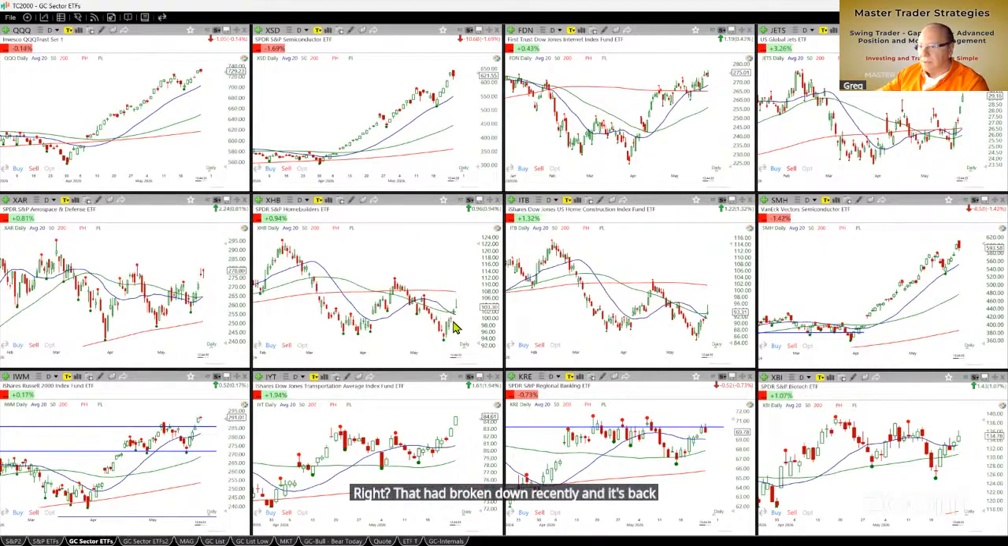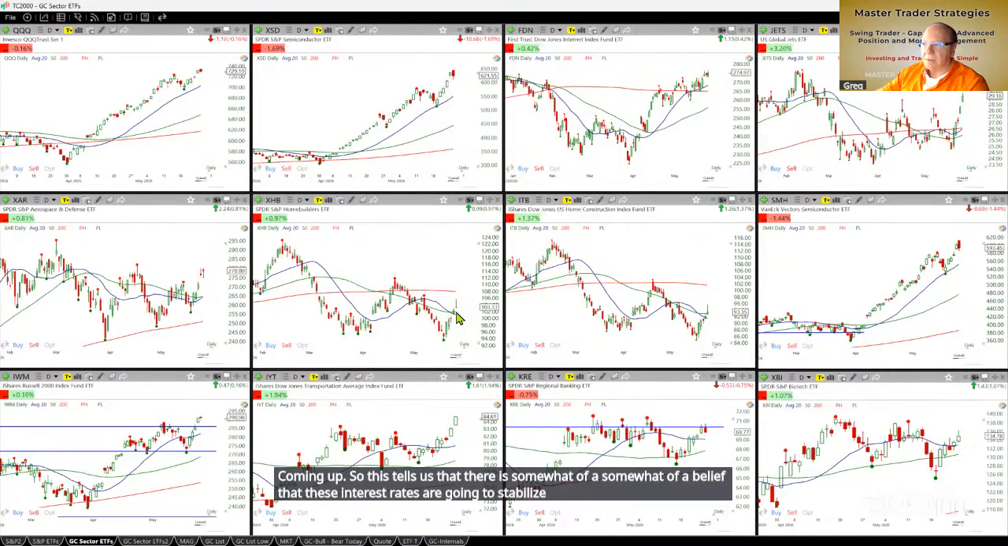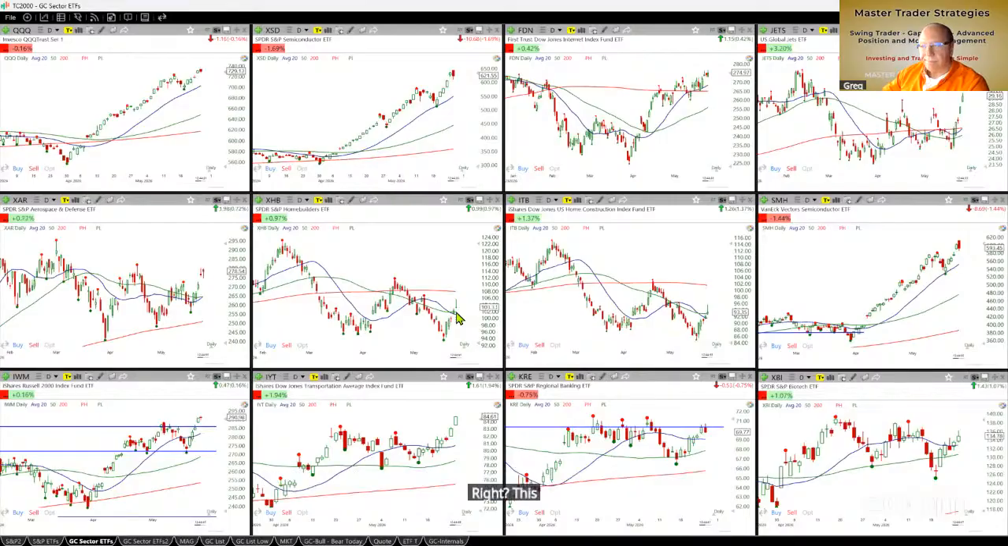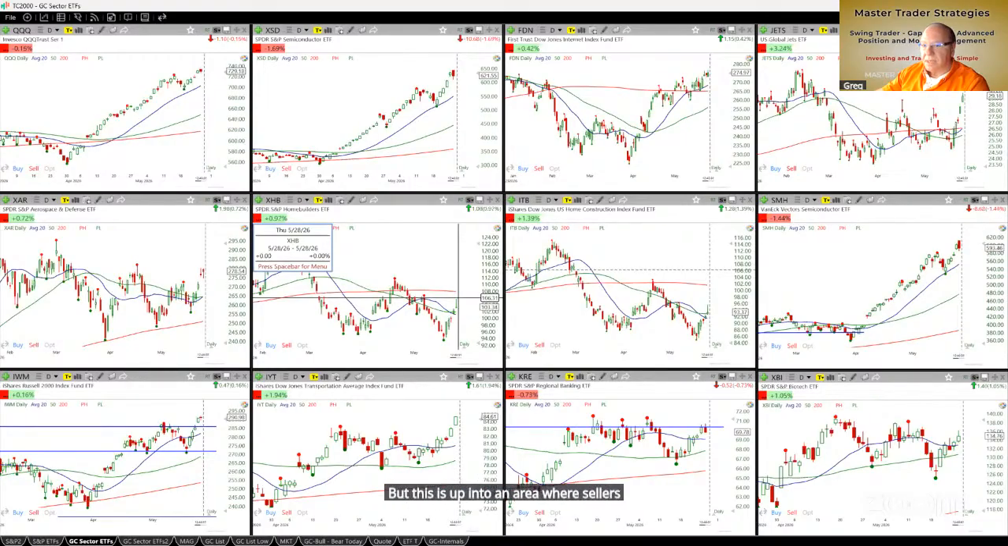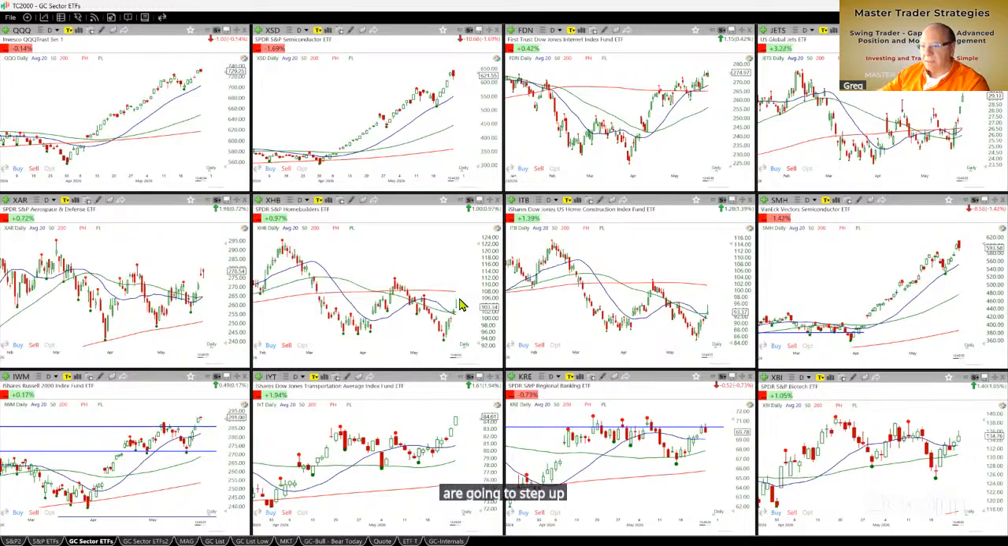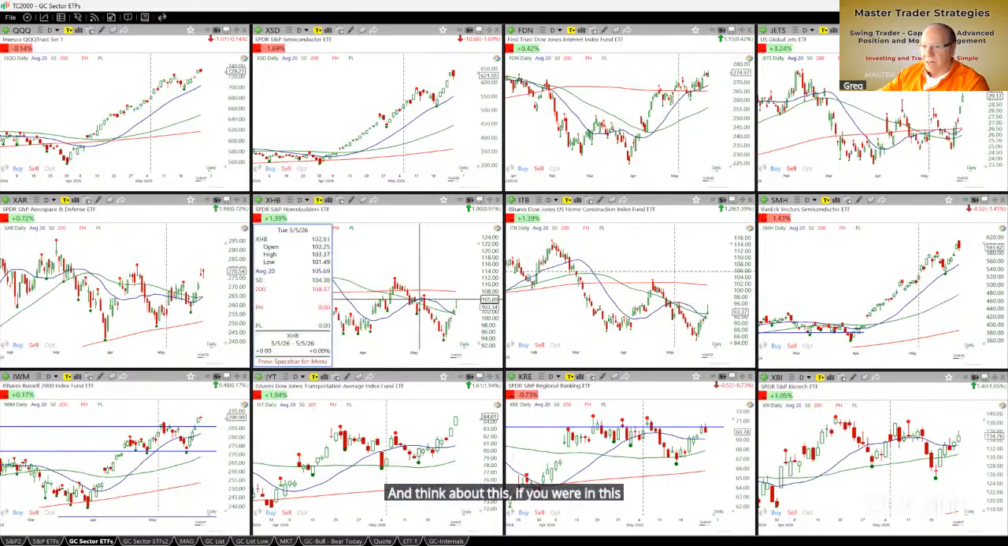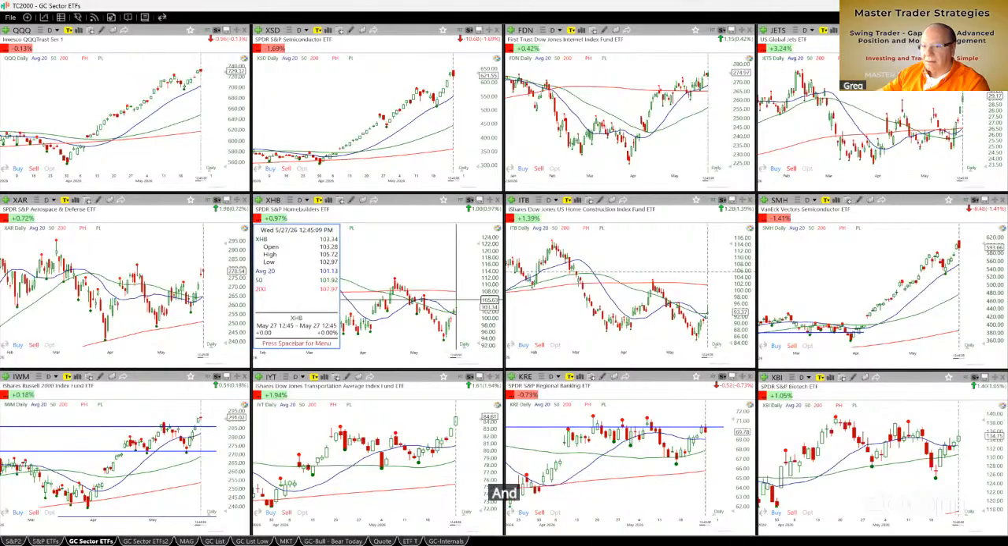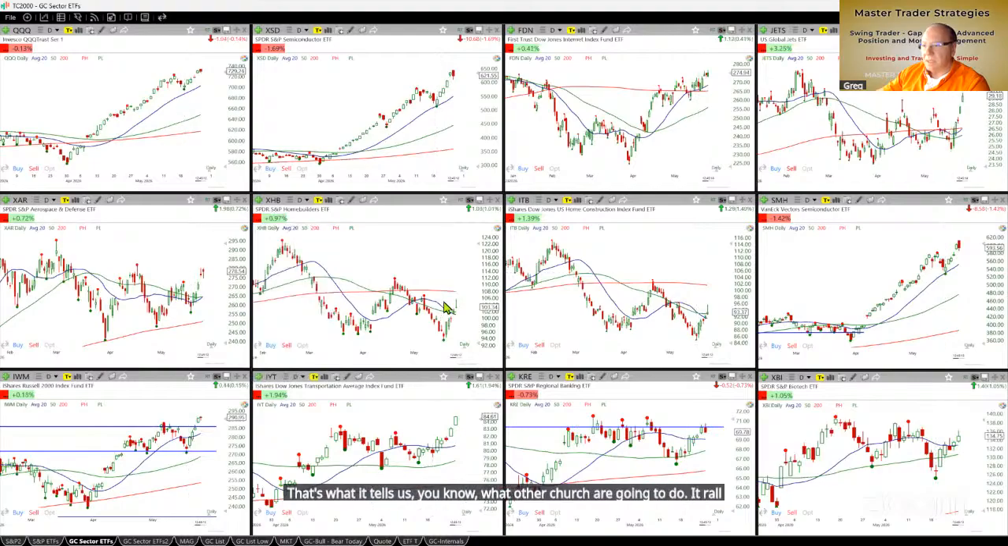Home builders coming up. So this tells us that there is somewhat of a belief that these interest rates are going to stabilize or come down. Right? This talk of the Middle East ending, maybe. It is a very volatile situation, as you know, but this is up into an area where sellers are going to step up. And think about this: if you bought it here and it went down there, that's what it tells us about what others are going to do. It rallies up into here. There's going to be sellers there.